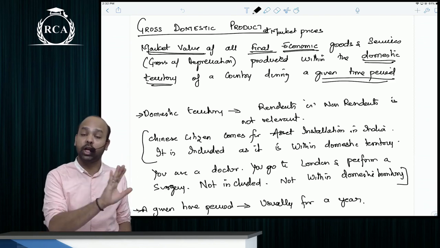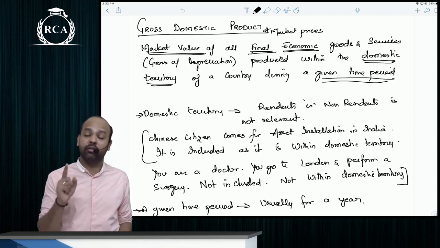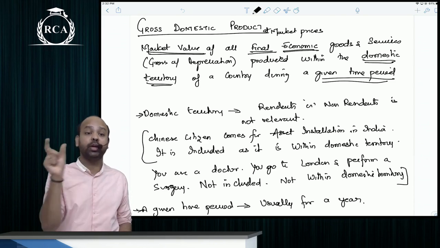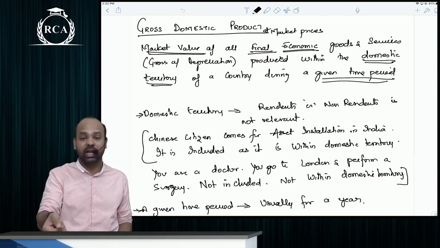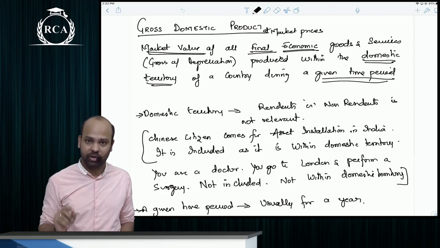Why final? We do not take intermediate goods. We do not consider intermediate goods. We will have to take only final goods. Yes or no? Economic goods and services. Non-economic activities are not included, subject to certain exceptions that I will talk about.